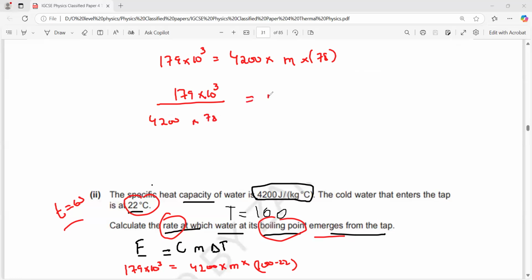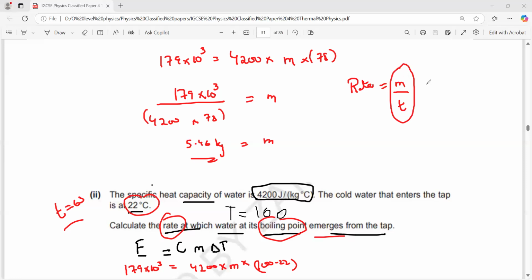What is the answer for the mass? How much mass is actually coming out from the tap? 179 exponent 3 divided by 4,200 divided by 78. How much? 5.46. So 5.46 kg of water is coming out from the tap. But we need the rate. If we need the rate of this, it means how much mass is coming out every second.